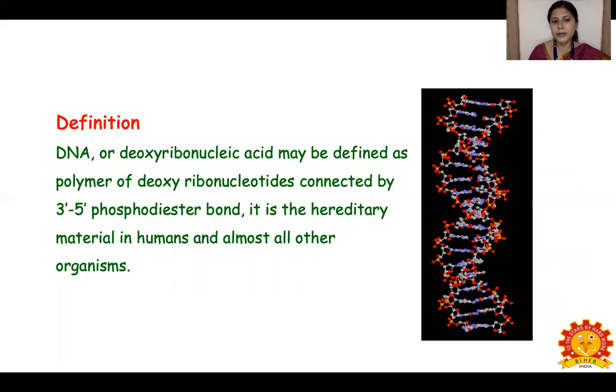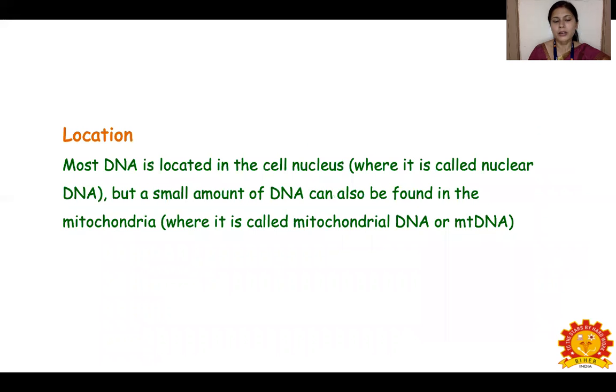It is the hereditary material in humans and almost all other organisms. If you look for where we can find DNA, most DNA is located in the cell nucleus, where it is called nuclear DNA. But a small amount of DNA can also be found in the mitochondria, where it is called mitochondrial DNA, or mtDNA.